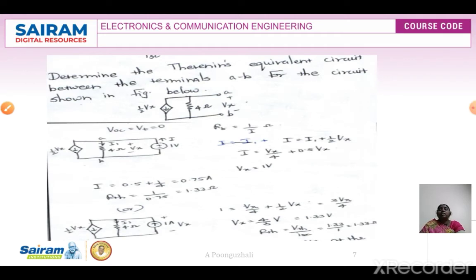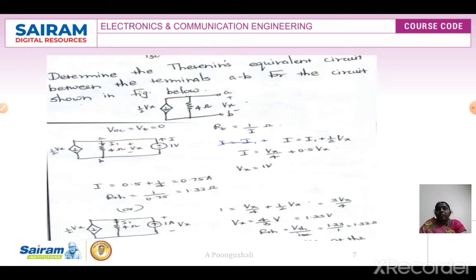So here next is to determine the Thevenin's equivalent circuit between the terminals A, B for the circuit. Now we see that we have only a dependent source. So in this case, we can connect either a 1 volt voltage source or a 1 amp current source there. If I connect a 1 volt voltage source, your RTH is equivalent to 1 by I ohms. Now we are going to apply KCL at node VA. So KCL at node VA gives I equal to I1 plus half into Vx.